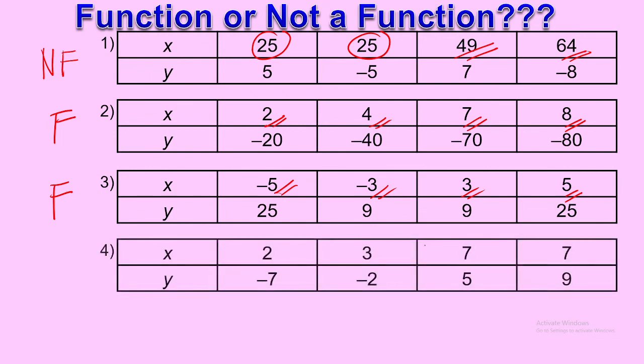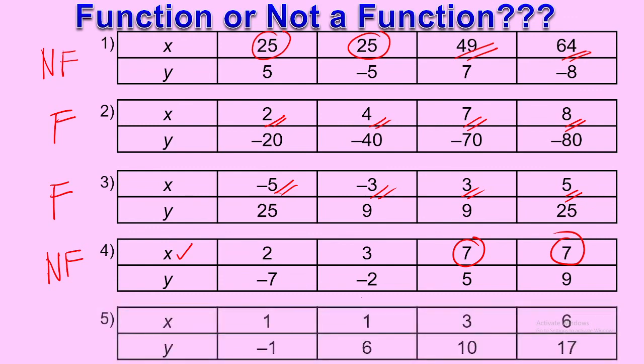Number 4, there is a repetition, the number 7, and it's found in your domain. Therefore, this is not a function. Number 5, the number 1 is repeating. It's found in your domain, the x value. Therefore, it's not a function. So that is how you determine whether it's a function or not.